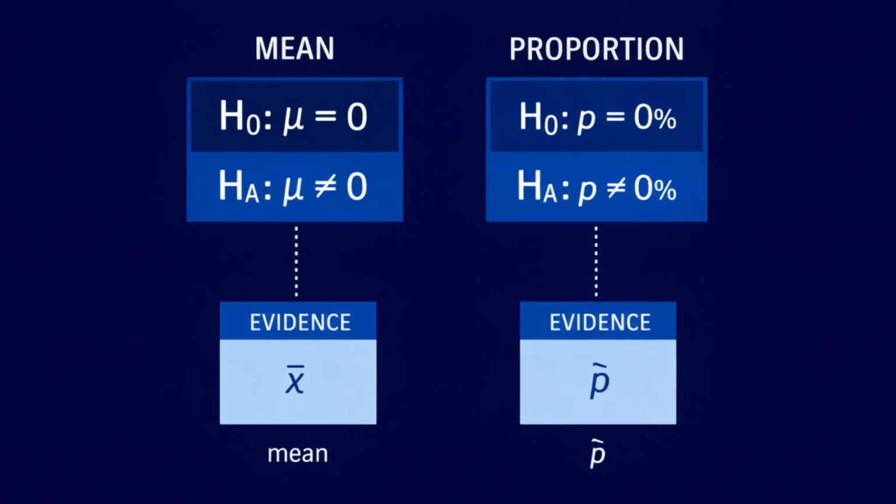The alternative hypothesis represents the competing claim. It is what we will support if the data provide strong enough evidence against the null hypothesis. The alternative hypothesis never includes an equals sign. It uses greater than, less than, or not equal to.